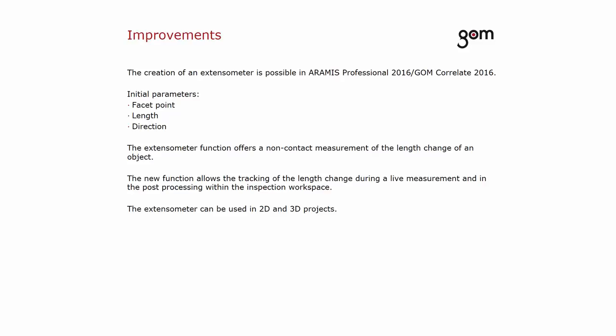The extensometer function offers a non-contact measurement of the change in length of an object. No mechanical contacts can influence the measuring results. In addition, you no longer use expensive mechanical extensometers that might get damaged during testing. The extensometer function allows the tracking of the length change during a live measurement and in the post-processing within the inspection workspace. The new function can be used in 2D and 3D projects.